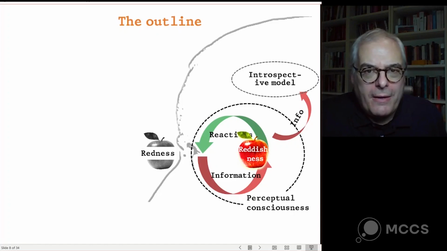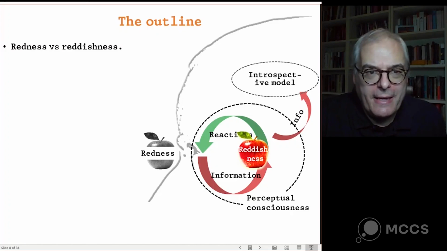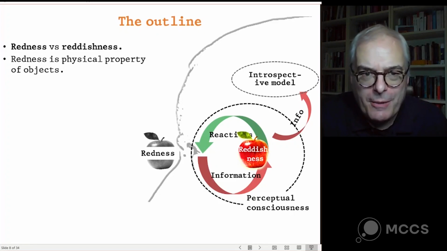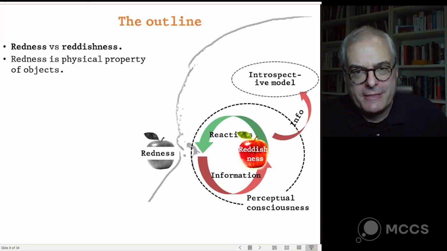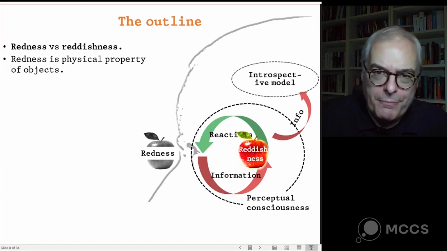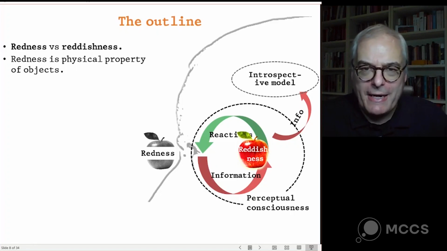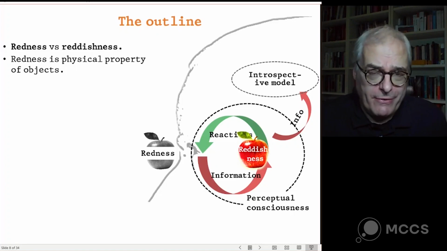Take red. On the one hand, we have redness, and on the other, reddishness. Now, redness is a property of physical objects. It's a property of the surface of the objects, and it's a disposition to reflect. It's some sort of structure on the surface which disposes the object to reflect light of certain wavelengths and to absorb other wavelengths. This is a physical property. Science can tell us all about this. It's not particularly mysterious. It may be very complicated, but there's nothing particularly mysterious about it. Sometimes this is called worldly red. It's the red that's out there in the world.